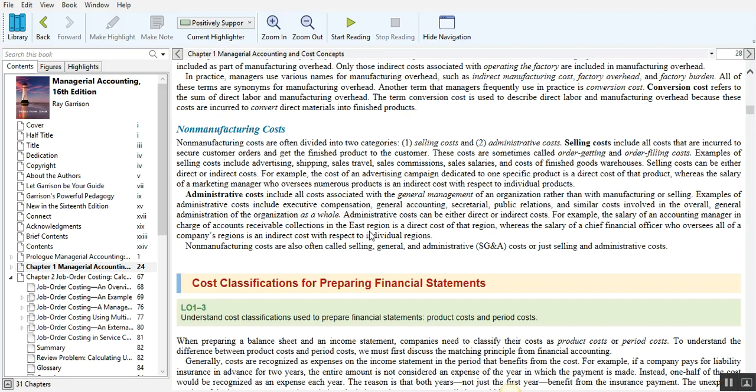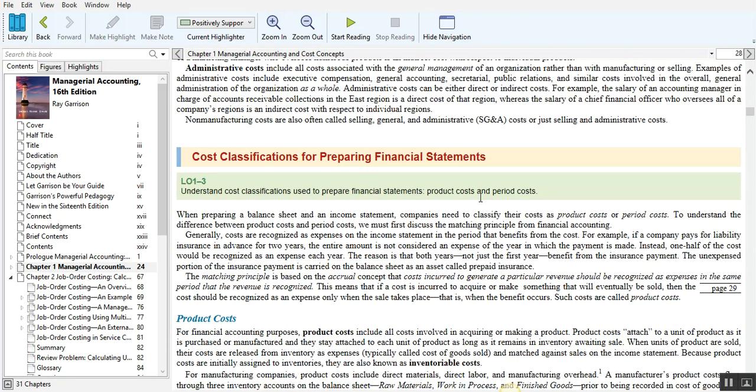When we look at non-manufacturing costs, these are the costs that are really associated with the office personnel who are not going to be working in the factory itself. These folks may be marketing, they may be accounting, they may be other what we would call front office or executive positions. Anyway, these are going to be costs associated with general management.